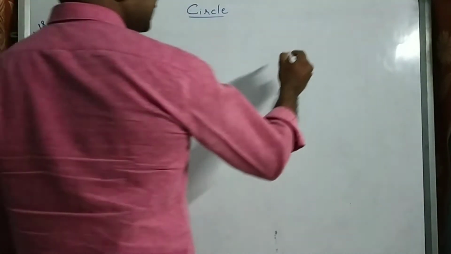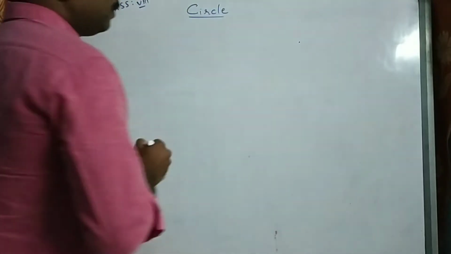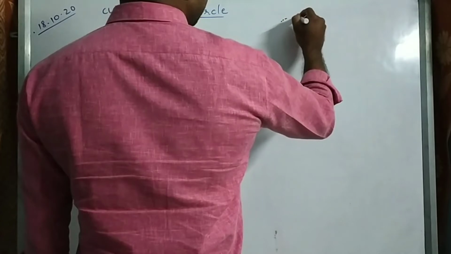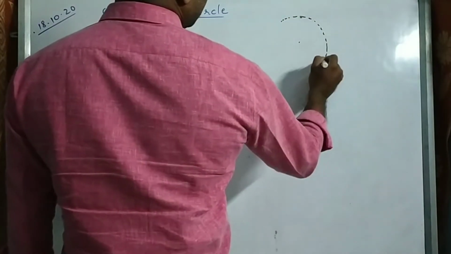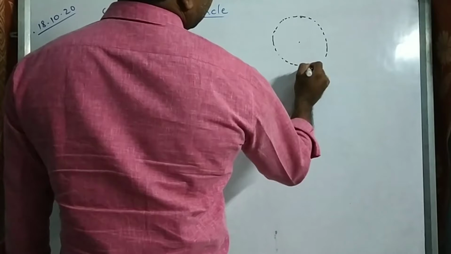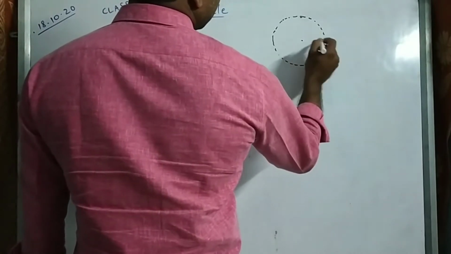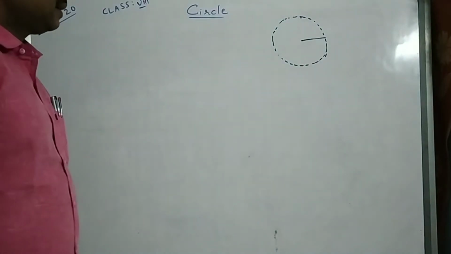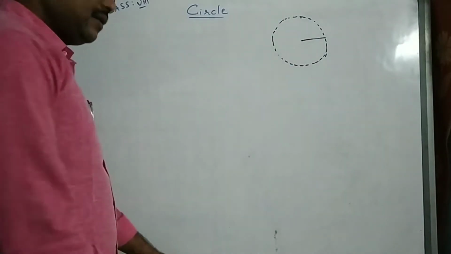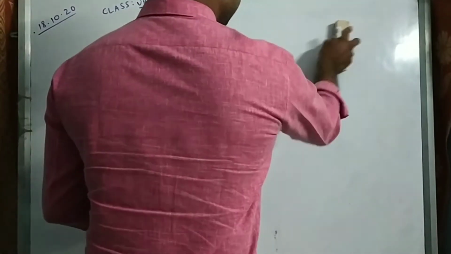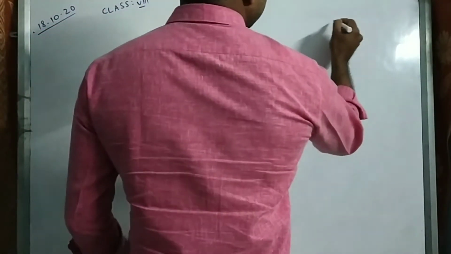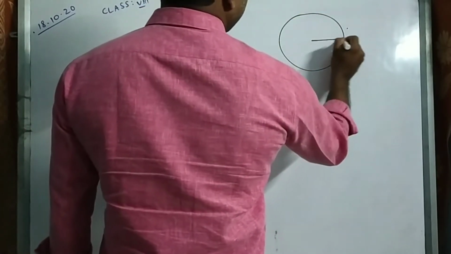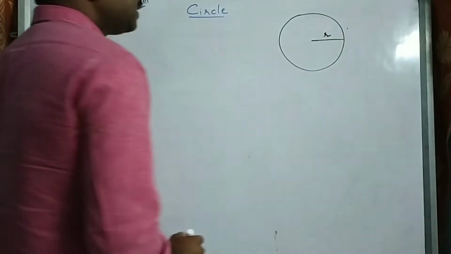Let us consider this is a plane. You take one fixed point here. From this fixed point, some points are moving with equal distance. That equal distance is called radius, and the fixed point is called center of the circle. So circle is set of points in the plane which are equidistant from a fixed point.